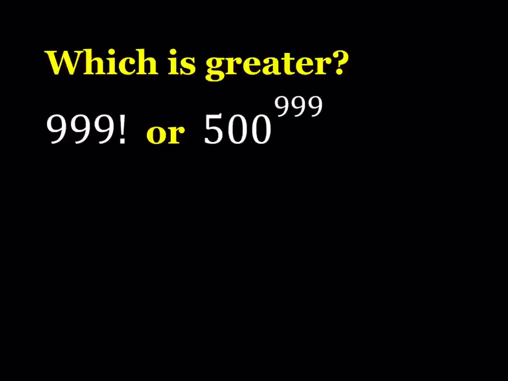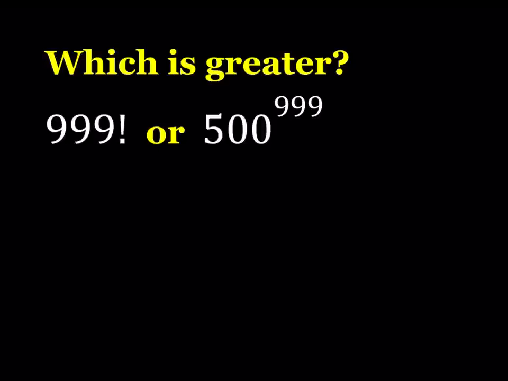Hello everyone. In this video we're going to be comparing two numbers. We have 999 factorial and 500 to the power 999, and we're going to figure out which one is greater. I'll be presenting two methods, and before we get started I want to show you how large these numbers are.